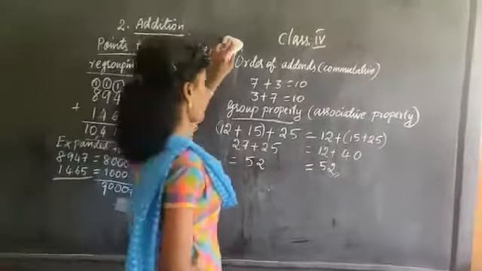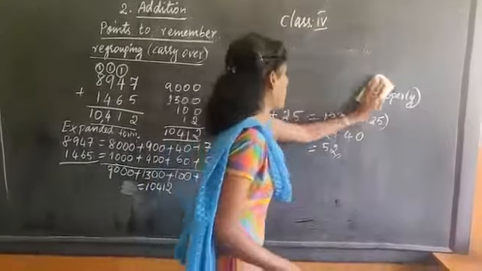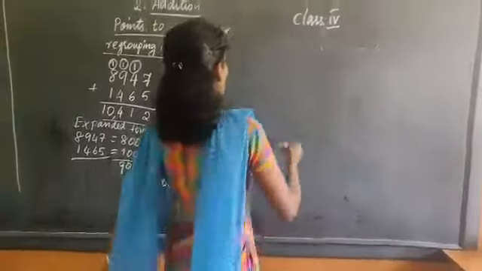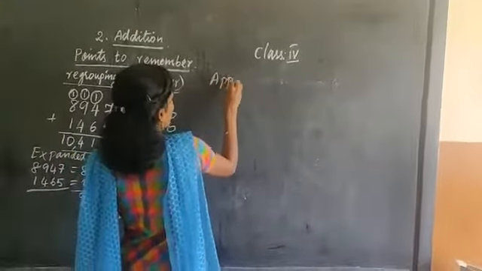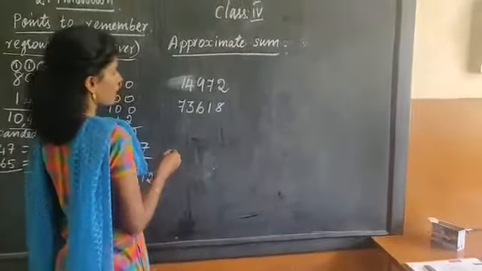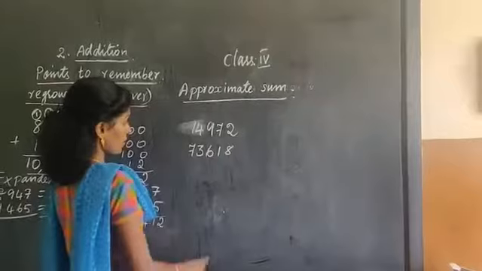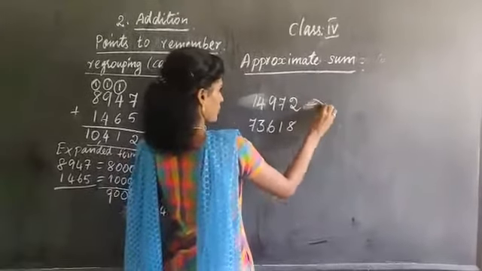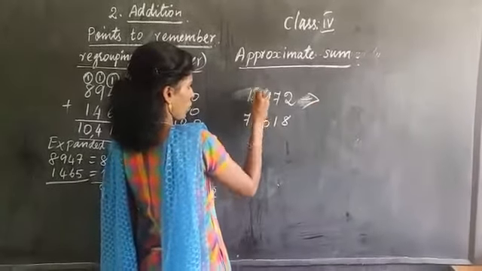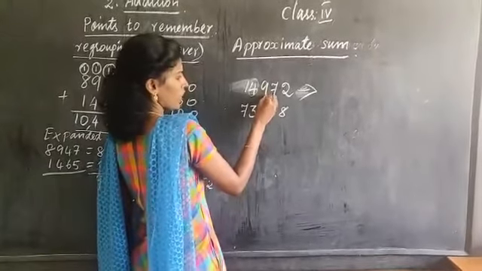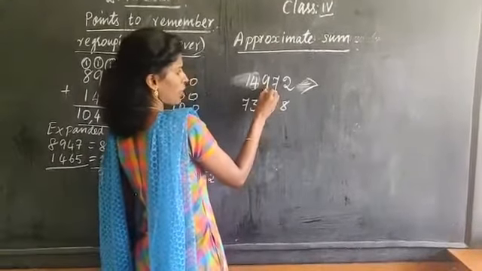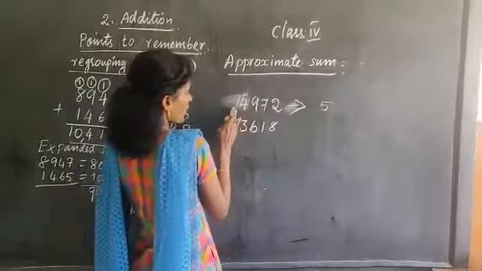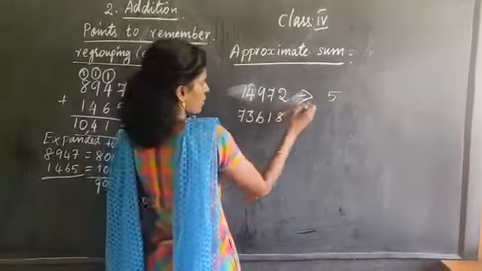Now approximating the sum. The last one is approximating the sum. Approximate to the nearest 1000. To approximate, we have to mark the number in thousands place. This is 4, and you have to look at the next right side number. This is 9. So it is bigger than 5. If it is bigger than 5, here we will plus 1. So 4 plus 1, 5. And the left side number we write as it is, 1.